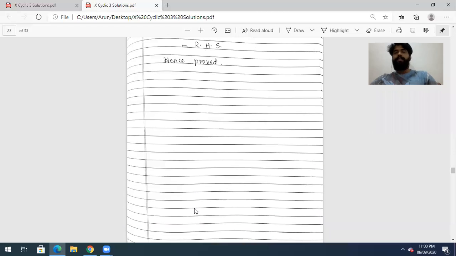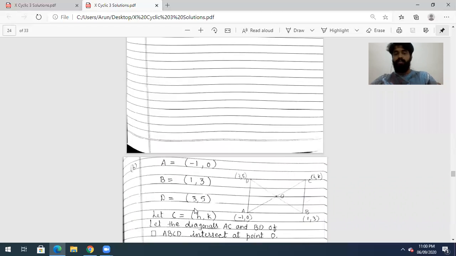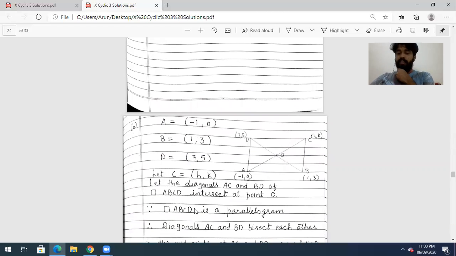So that ends the solution for this question, students. The next question says A(-1, 0), B(1, 3) and D(3, 5) are the vertices of a parallelogram ABCD. Find the coordinates of vertex C. So the coordinates of A, B and D are given. Let the coordinates of vertex C be (h, k).